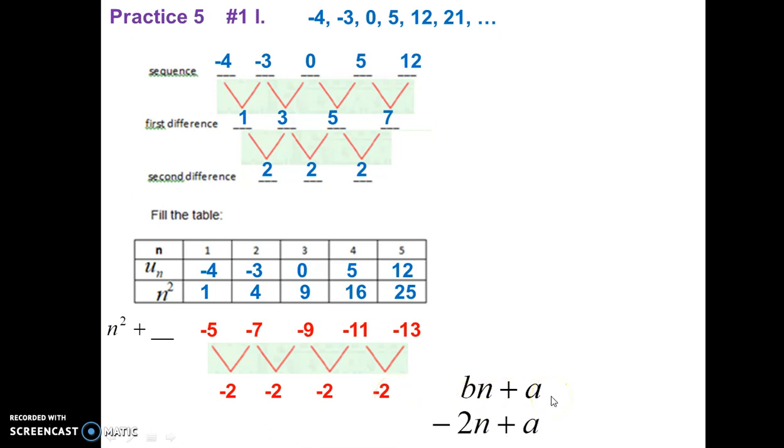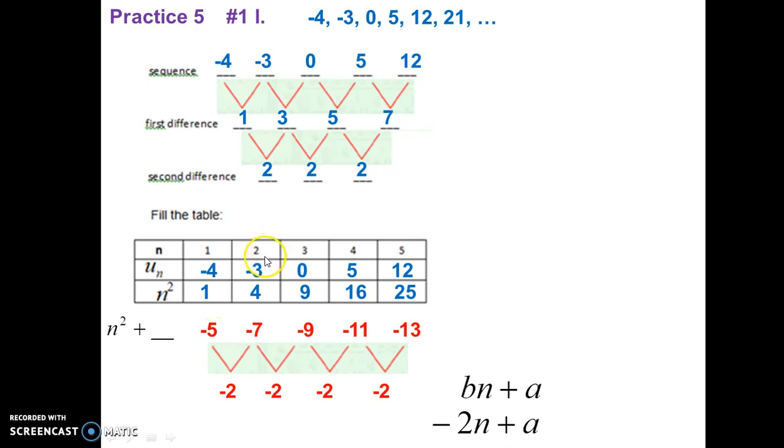Bn plus A. Our constant is negative 2, so negative 2n. All right, is negative 2 enough? Negative 2 times n, negative 2 times 1 is negative 2, but the number we need is negative 5. Negative 2 times 2 is negative 4. The number we need is negative 7. Negative 2 times 3 is negative 6, but we need a negative 9. So let's go back to here. Negative 2 times 1 is negative 2. It needs to be a negative 5. That means we need an additional negative 3.